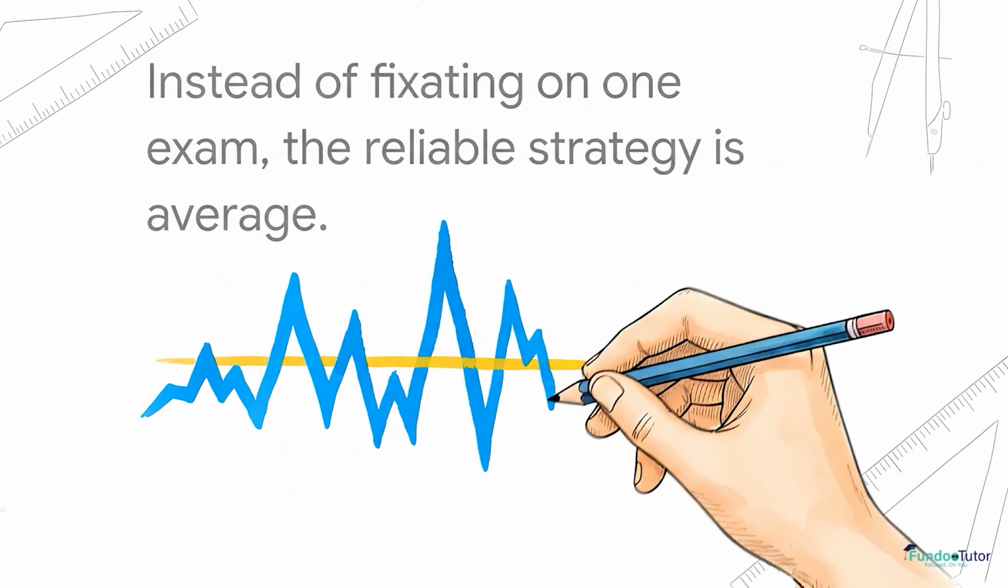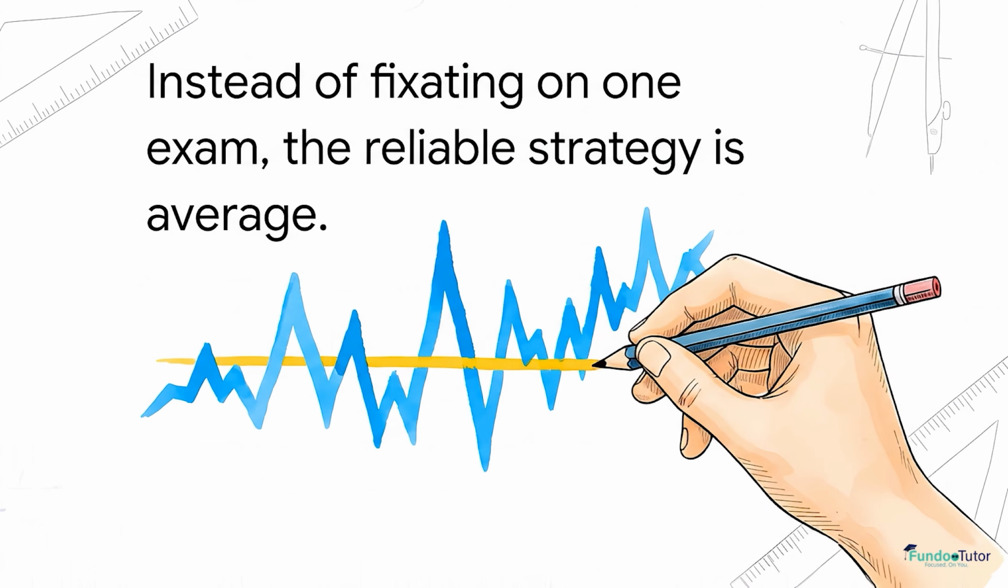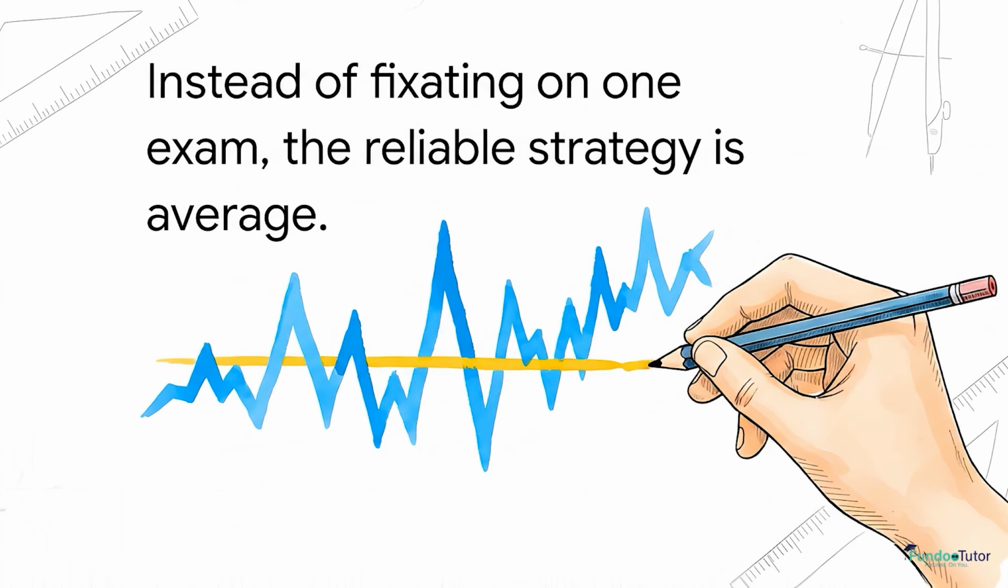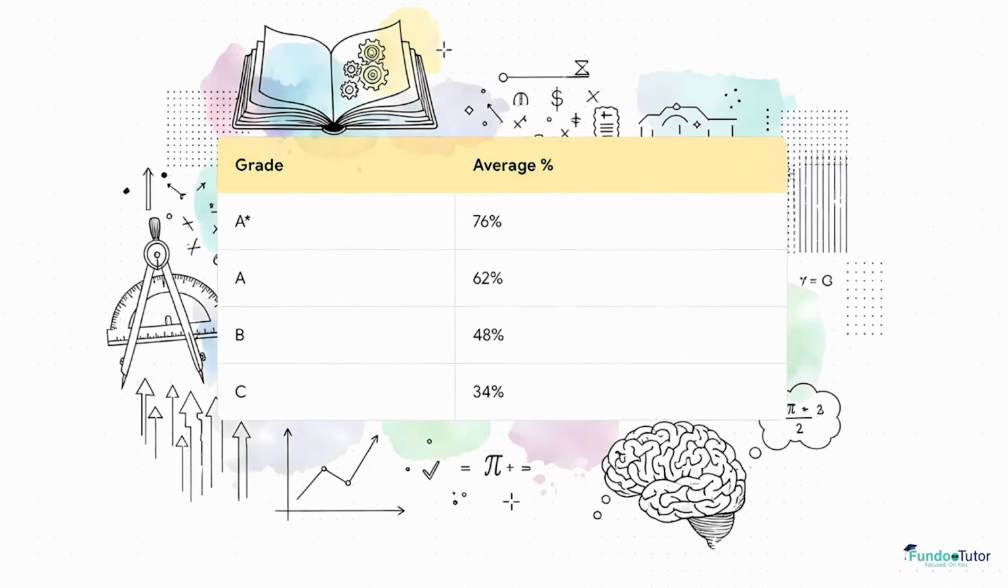This is the key. Instead of getting fixated on one single past paper, especially one that was unusually easy or hard, the smartest strategy is to look at the average. An average smooths out all those crazy peaks and valleys, and it gives you a much more stable and realistic target to aim for. And here are the numbers to back that up.